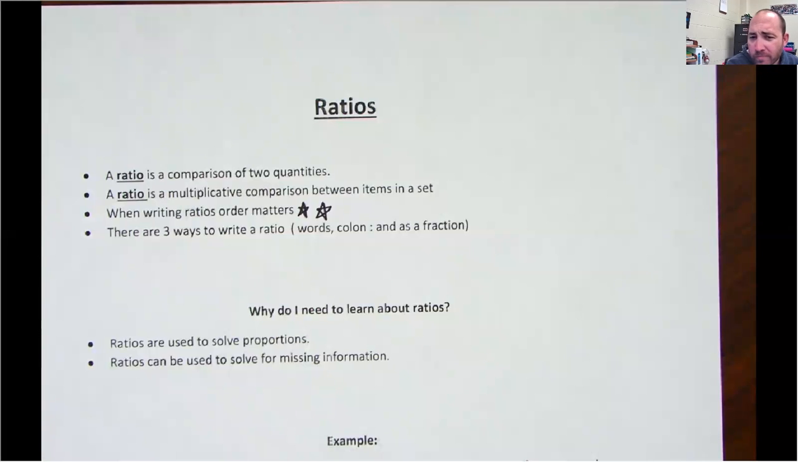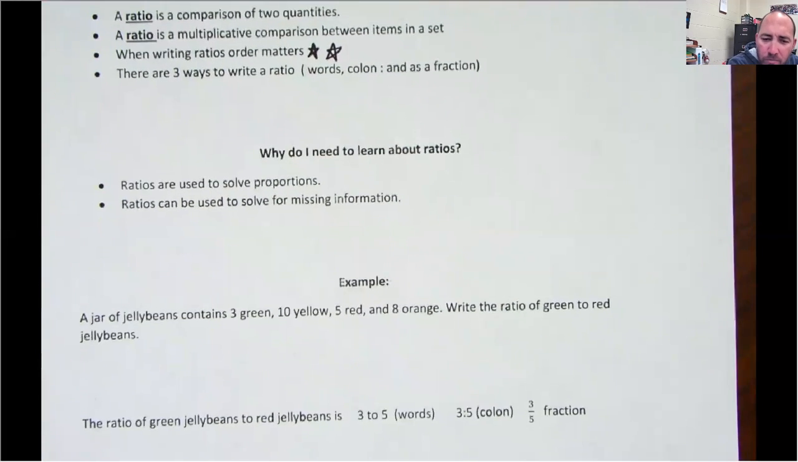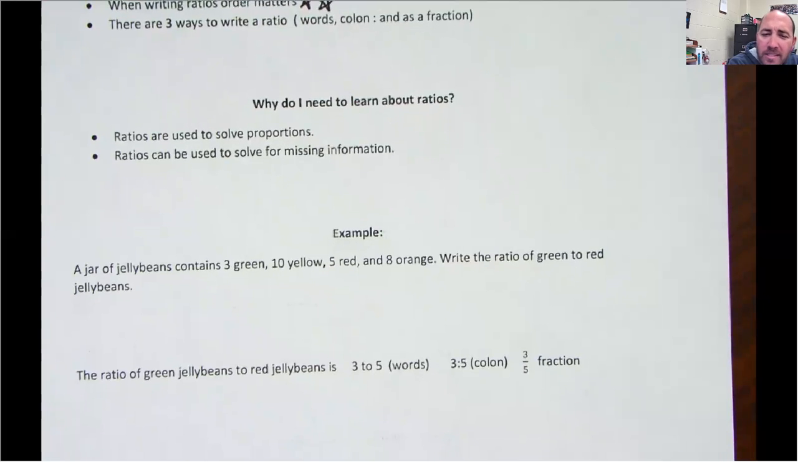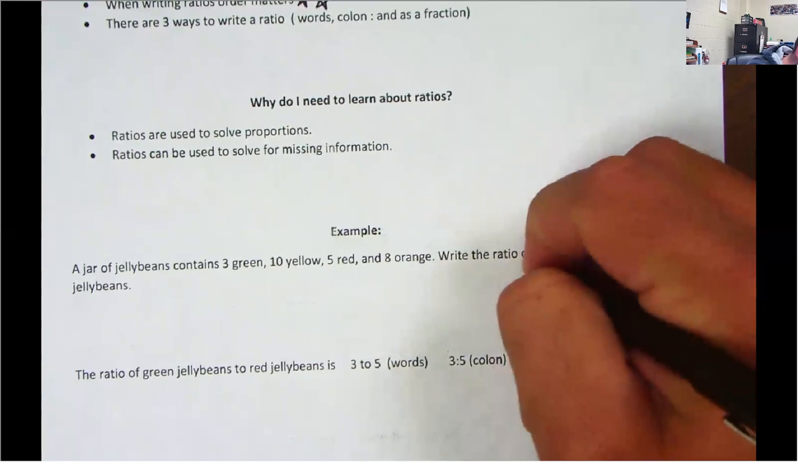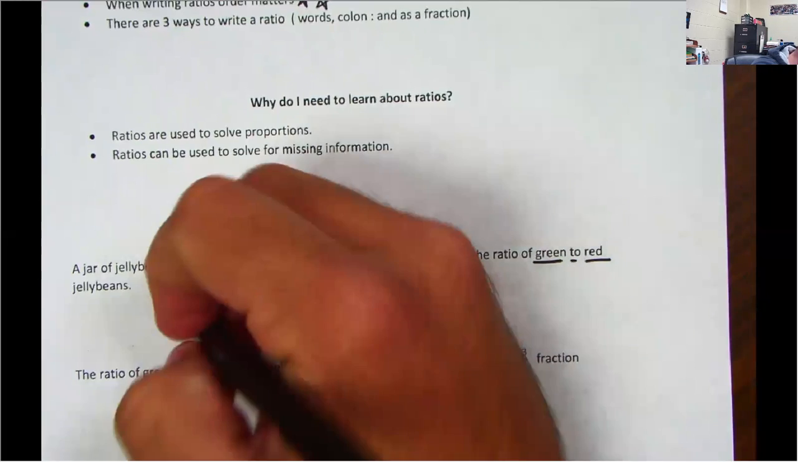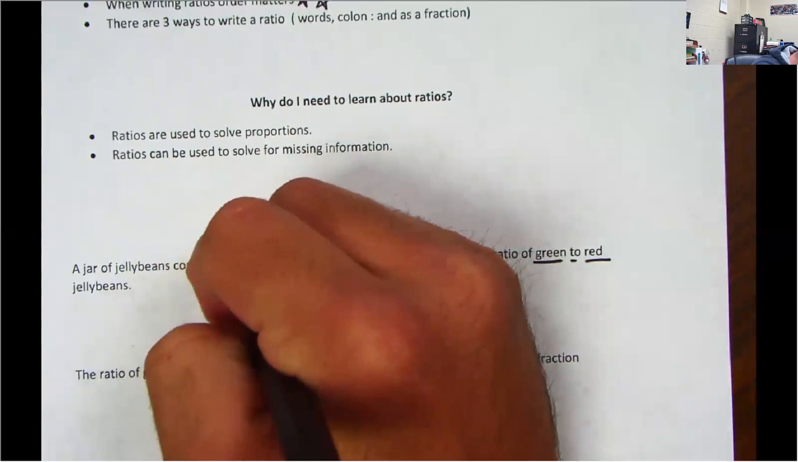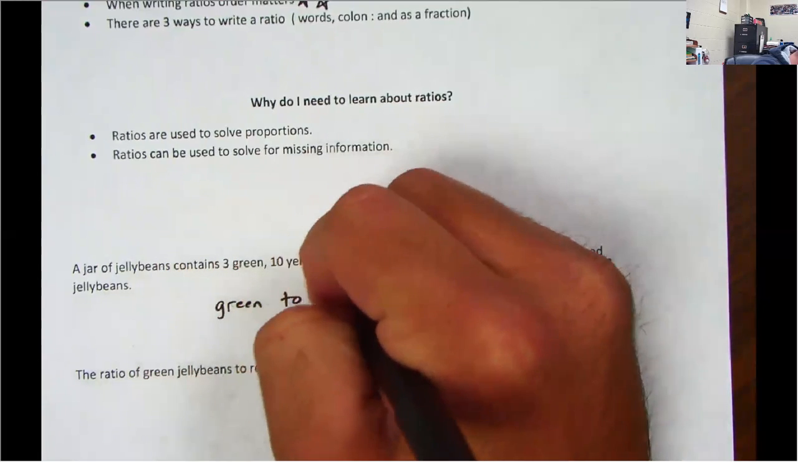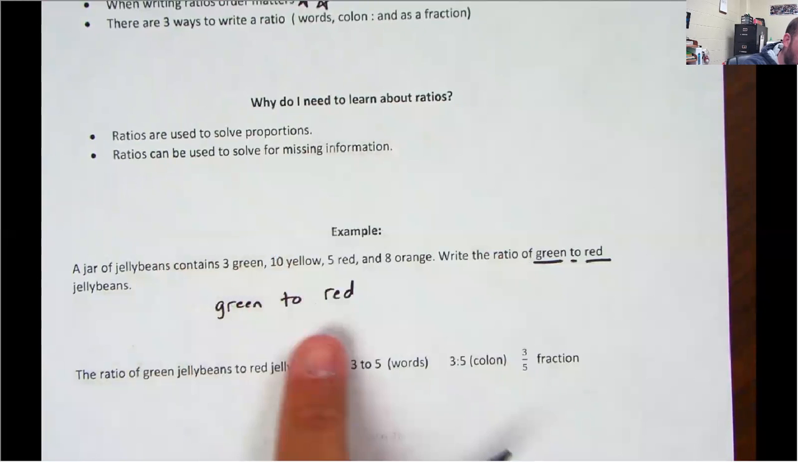Why do I need to learn about ratios? Well, ratios are used to solve proportions. Ratios can be used to solve for missing information. So here's a small example. A jar of jelly beans contains 3 green, 10 yellow, 5 red, and 8 orange. What is the ratio of green to red? So the order matters. You're going from green to red.